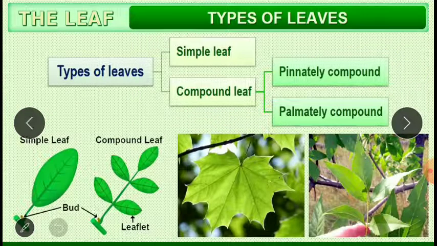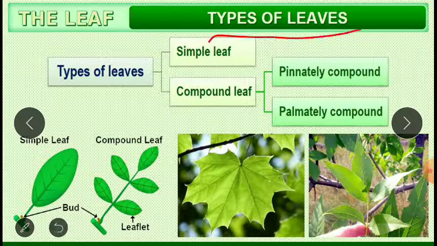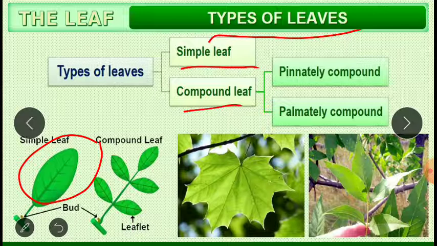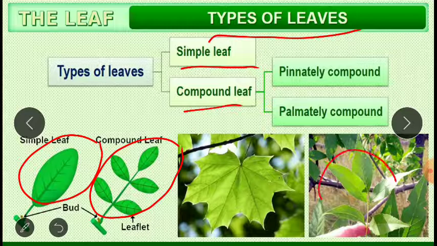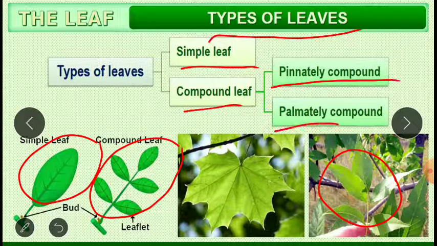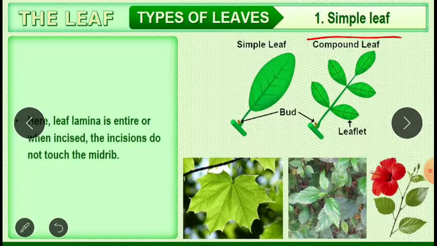Now, coming to the types of leaves. There are two main types of leaves. They are simple leaf and compound leaf. The simple leaf is the whole leaf, whenever it is present, it is the simple leaf. When one leaf is again divided into some leaflets, like this you can see over here, it is known as a compound leaf. The compound leaf is further divided into pinnately compound leaf and palmately compound leaf. Let us see each one of them. First one, simple leaf.